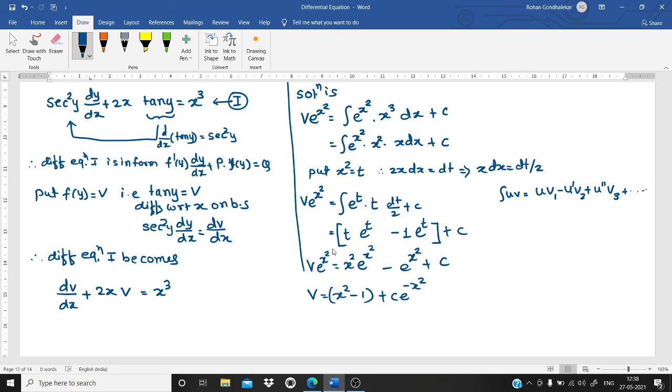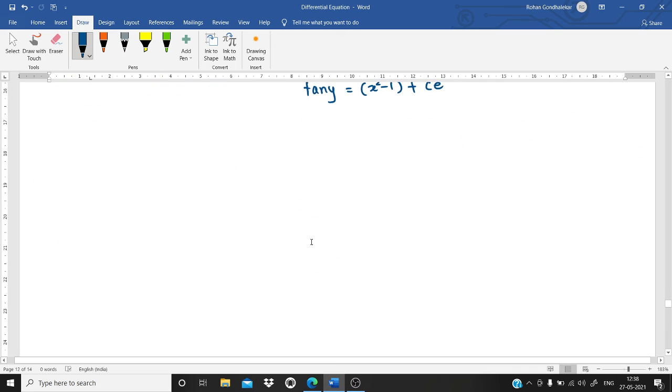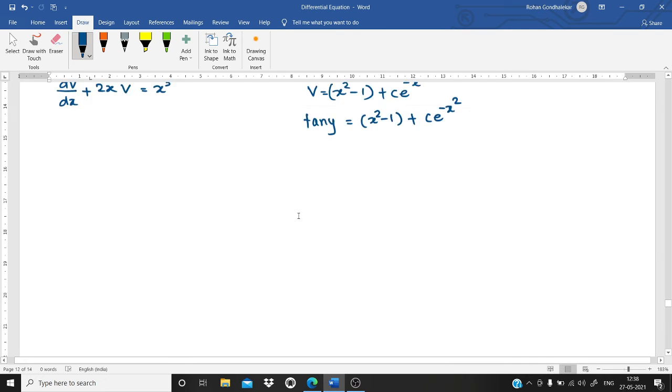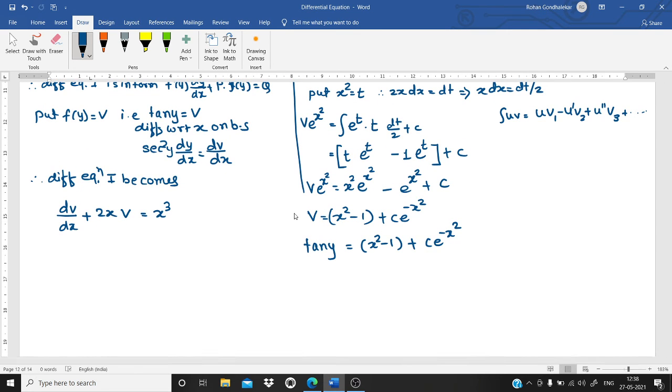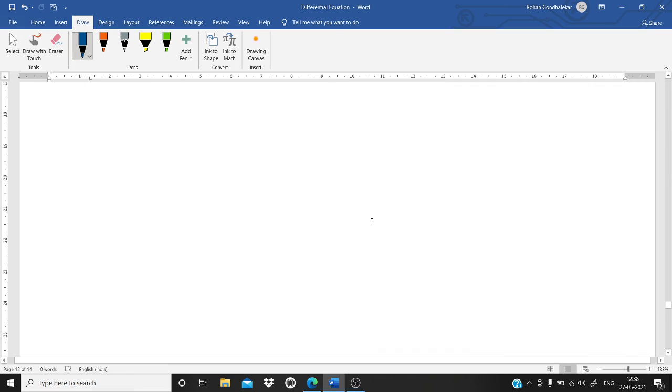And what is v? We already substituted the value of v. What is v? Tan y. So we get tan y is equal to x square minus 1 plus c into e raised to minus x square. So this is our expected solution. Is it? So I will do one more example, but what I do is I will reduce the problem up to a linear differential equation form. You need to calculate an integrating factor and the final solution. So let's come up with another example.